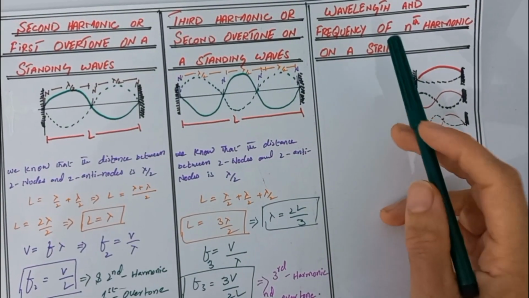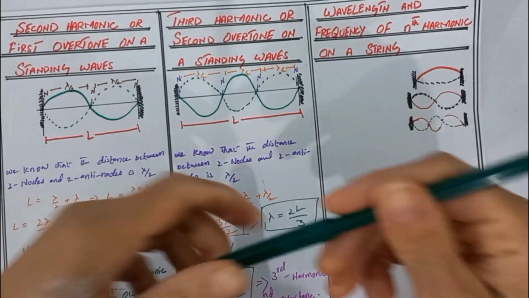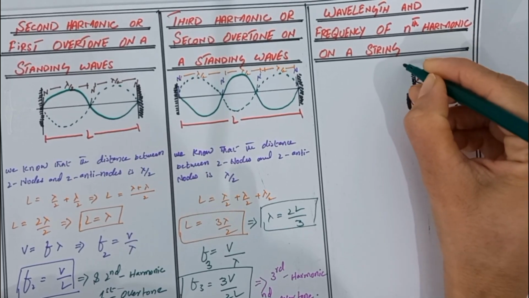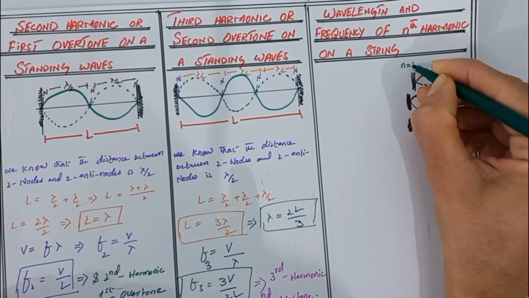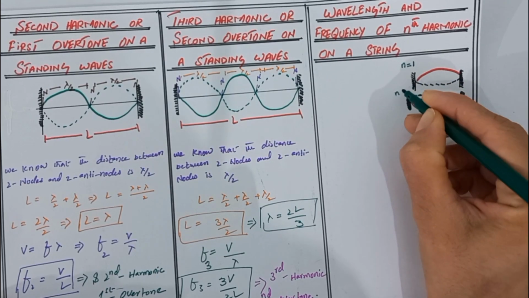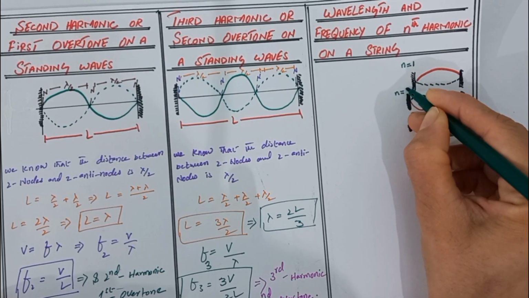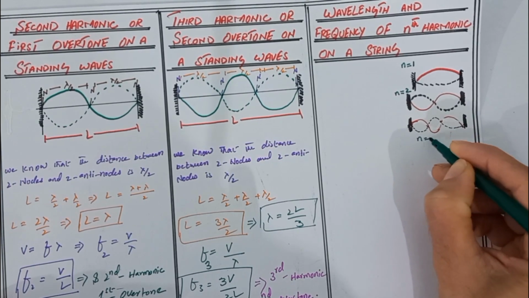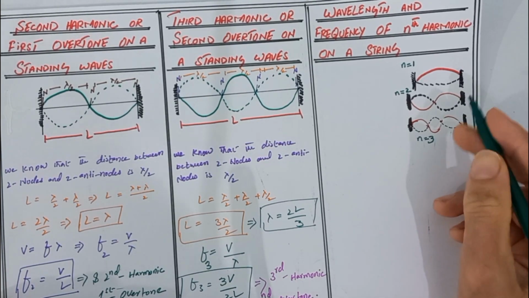Assalamualaikum students. Today we discuss the wavelength and frequency of the nth harmonic on a string. We know that when one loop is produced on a string, it is represented by the first harmonic, that is n is equal to 1. When two loops are produced on a string, it is the second harmonic, n is equal to 2. When three loops are produced, n is equal to 3, the third harmonic.